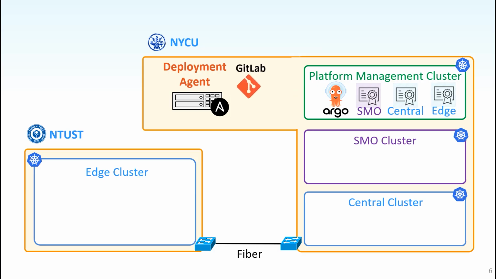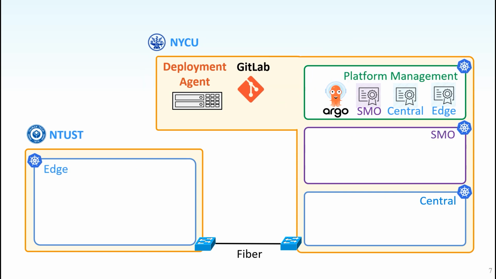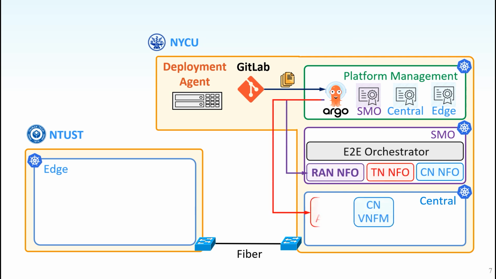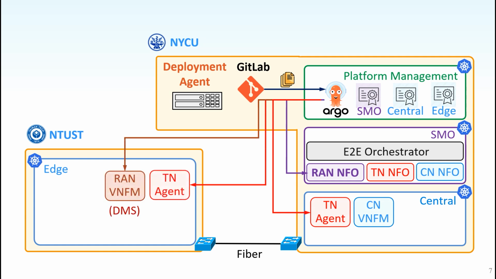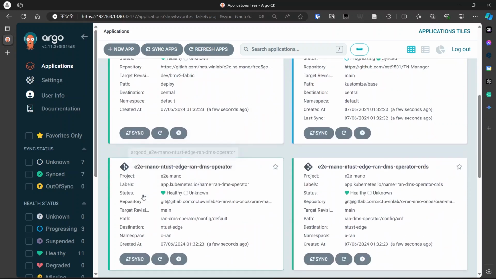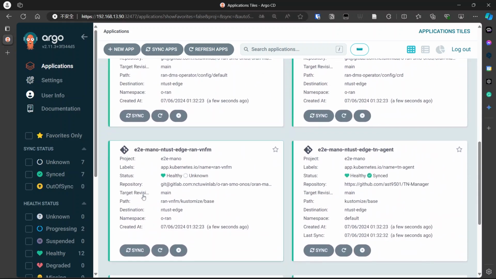Then, we add the end-to-end MANO framework manifest repo to Argo CD. Argo CD follows the manifest to deploy end-to-end MANO framework components, including the end-to-end orchestrator and domain-specific network function orchestrators on the SMO cluster, CN-VNFM and TN agent on the central cluster, and RAN-VNFM and TN agent on the edge cluster. You can see Argo CD starting to deploy MANO framework components to the other 3 clusters.